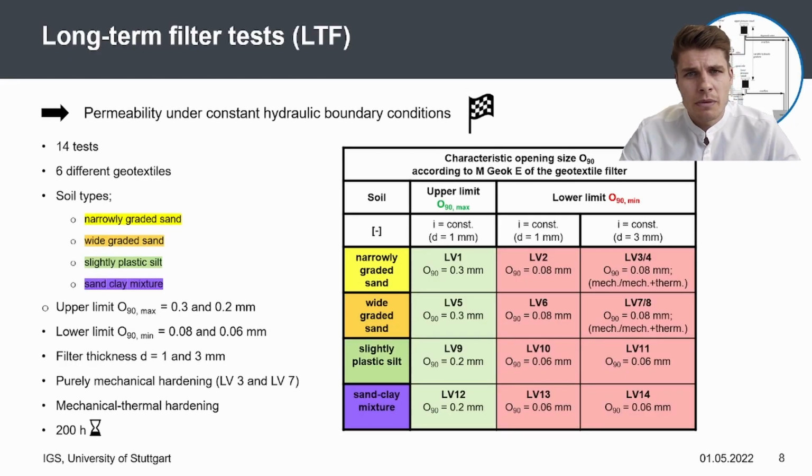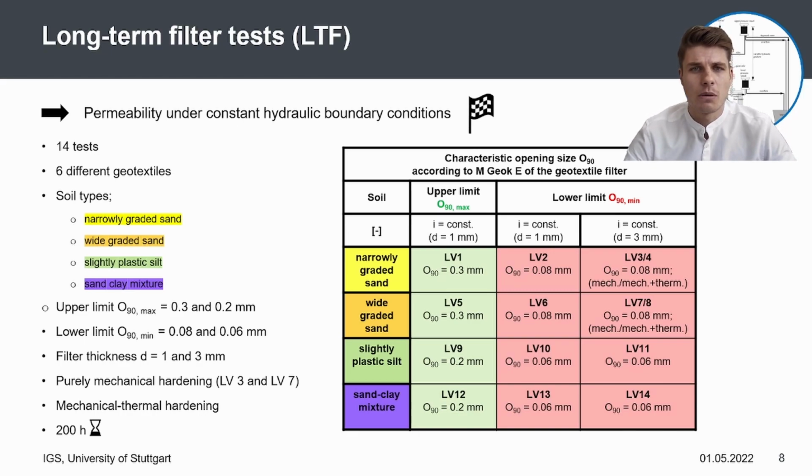Now I'd like to briefly present the key data of the long-term filter tests. The total duration of the 14 tests was 200 hours. In each case, a total of 7 geotextiles with 4 test soils were varied according to the upper limit O90 max, here marked in green, and lower limit O90 min, marked in red. The test soils were narrowly graded sand, wide graded sand, slightly plastic silt, and a sand-clay mixture.